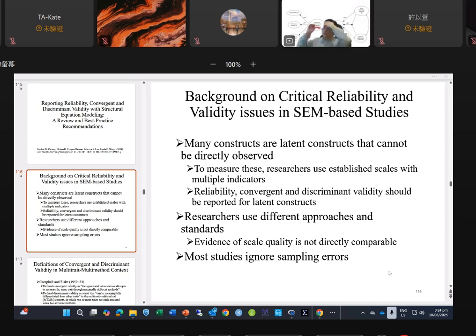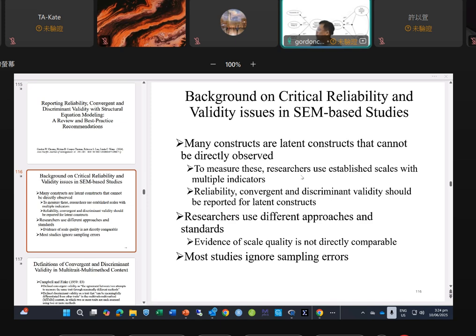So what are the backgrounds? Many constructs in our studies are latent constructs that cannot be directly observed, like attitudes, perceptions, behavior, intentions. We use established scales with multiple indicators to measure these constructs. We use 3 items or 4 items or 5 item scales.